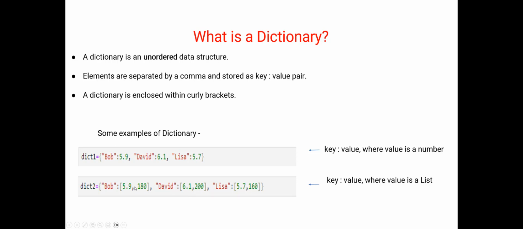And we use a list to represent these numbers. So now, if initially we were storing height of people, we can store height and weight, then height, weight, and salary, and so on. So values are lists in this example of dictionary.